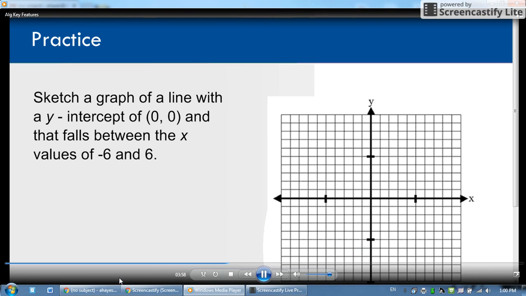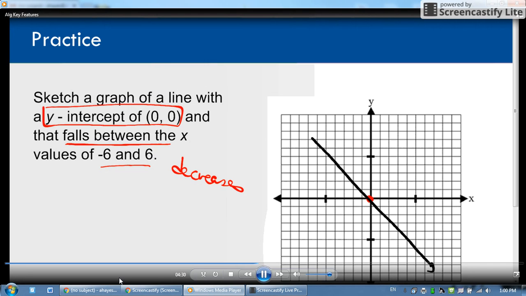Okay, now this one's a little different because we're talking about decreasing and increasing. When it says falls here, we're sketching a graph, and the y-intercept is at 0, 0. That's important. It falls between the x values of negative 6 and 6, which means it's going to be decreasing. As x is getting bigger, the values are getting smaller. So plot your point, and from here, in reality, you can draw a whole number of lines. I'm not saying how steep it should be. There's the standard line there. However, you could also draw other lines, one that's not so steep, or one that's much steeper. I'm going to draw a number of different lines, but you only need to draw one, remember.